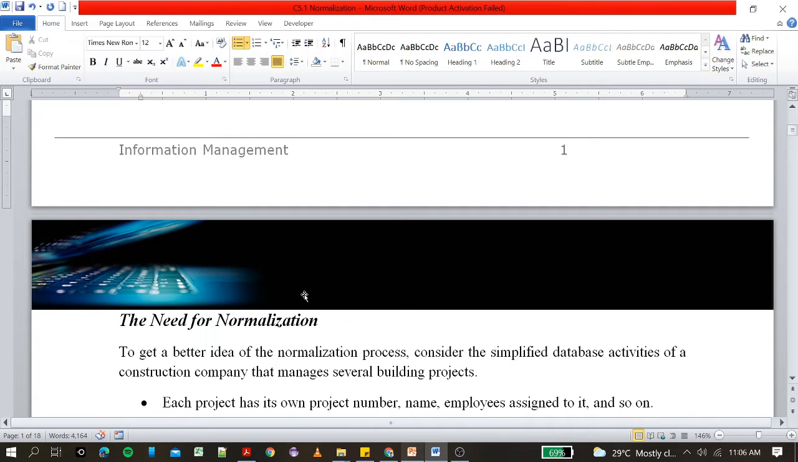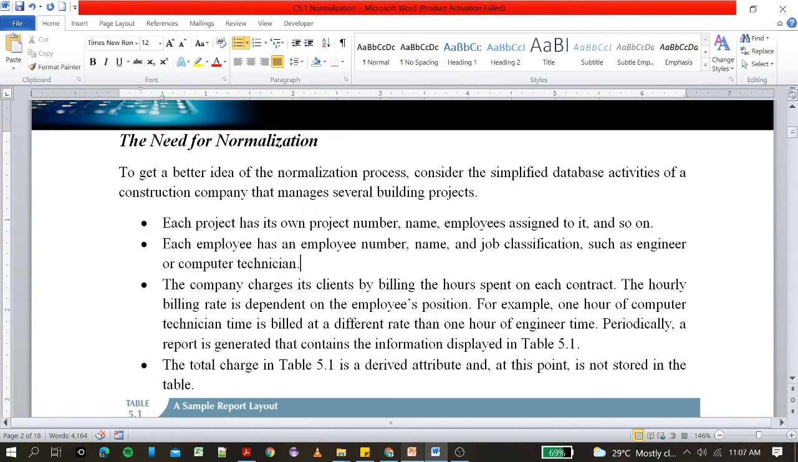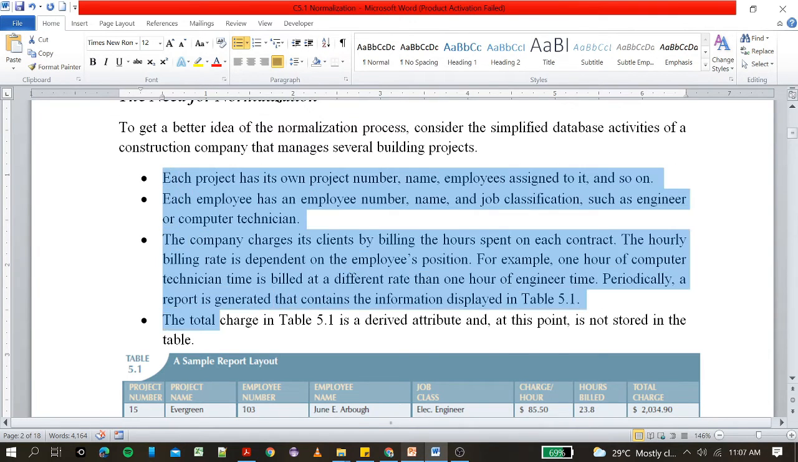Okay. So, bakit natin kailangan magkaroon ng normalization process? So, to get a better idea of the normalization process, consider the simplified database activities of a construction company that manages several building projects. So, we have here a scenario wherein meron tayong isang construction company na kailangan natin i-simplify yung database activity nila. So, yung construction company na yun ay nag-manage ng several building projects. Okay? So, at andito yung mga, ano ang tawag dito?